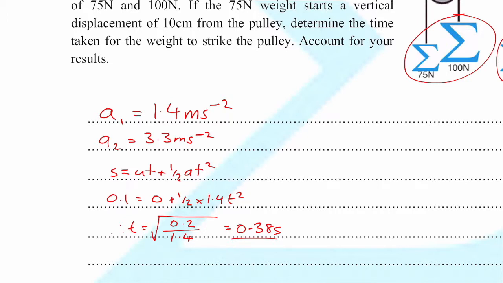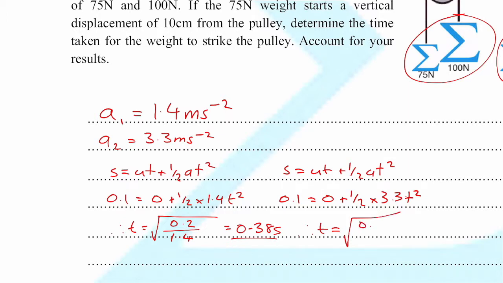So let's figure it out for the right-hand side. Same equation. So s is equal to ut + ½at². Again, s is the same, 0.1. ut is again 0. So plus a half times our acceleration, which we figured out is 3.3 t squared. So therefore t is the square root of 0.2 over 3.3, which gives us a time of about 0.25 seconds. Alright, so we've got our two values for the time taken for the 75 Newton sigma to strike the pulley.